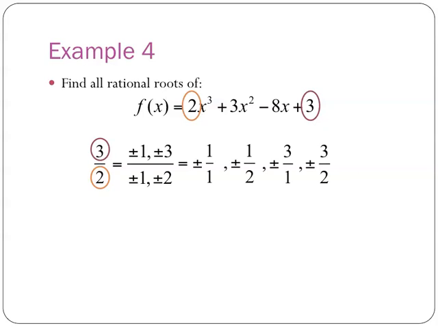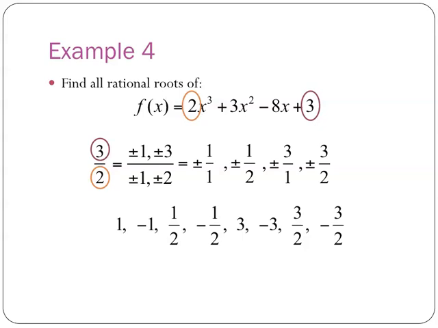Now, depending on the problem that you have, sometimes you might actually come up with repeats after you've listed all these out. In this case, we don't have any, but say we had a plus or minus 3 over plus or minus 3, that would be effectively the same as plus or minus 1 over plus or minus 1. So let's just write all these factors out. So we have 1, -1, 1/2, -1/2, 3, -3, and 3/2, and -3/2.